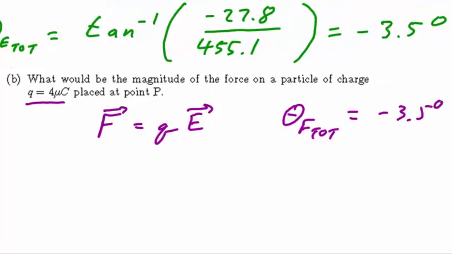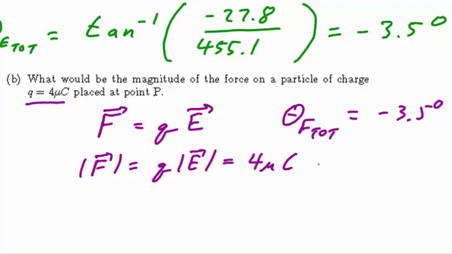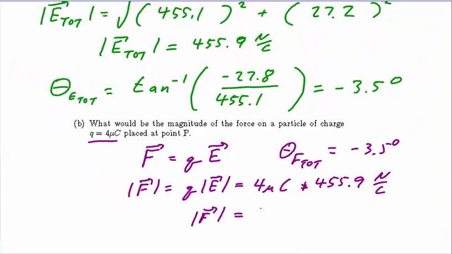The only thing we need to add to this is to learn the magnitude of the force, and that will simply be Q times the magnitude of the field, or 4 microcoulombs times 455.9 newtons per coulomb. Plugging in the numbers and not forgetting about the micro unit on the coulomb, we'll find that the force is 0.0018 newtons, or 1.8 millinewtons.